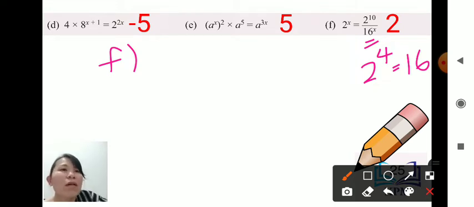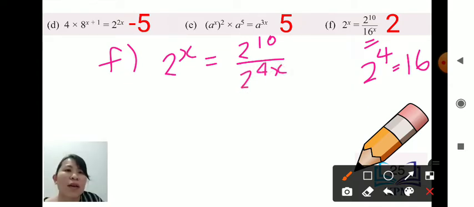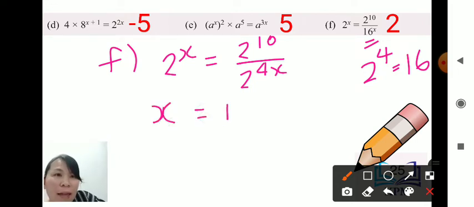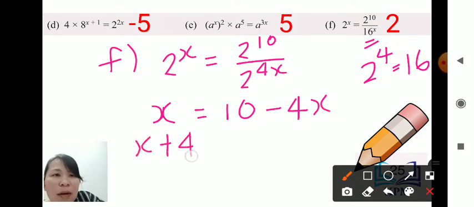Then you use this. Okay, 2^x is equal to, let me rewrite the question. Okay, change 16 to 2 to the power of 4. You still have the x here. Now since they have the same base, you can just compare the indices. So x is equal to 10 minus 4x. Then you move this, x plus 4x is equal to 10.